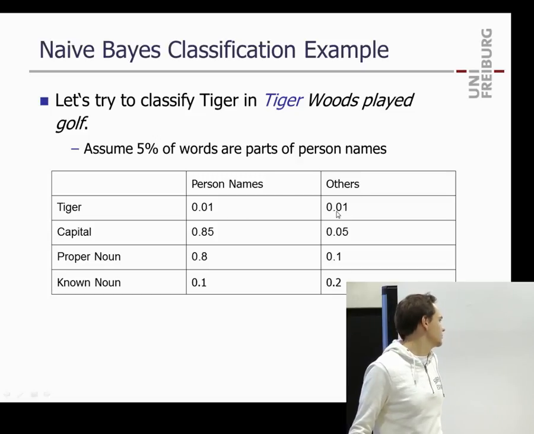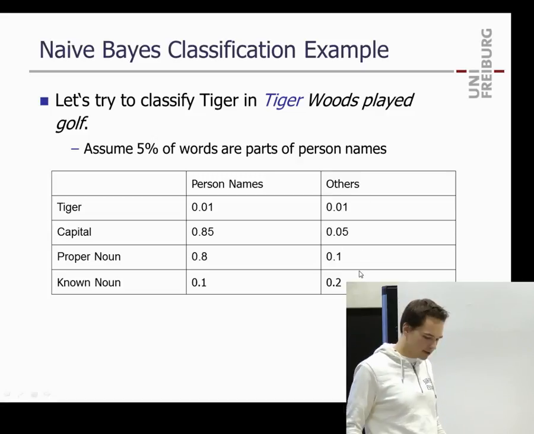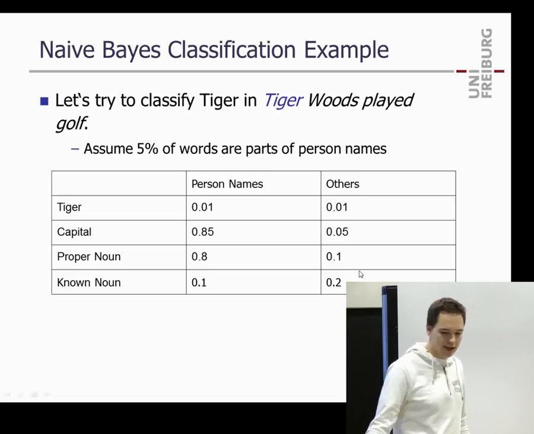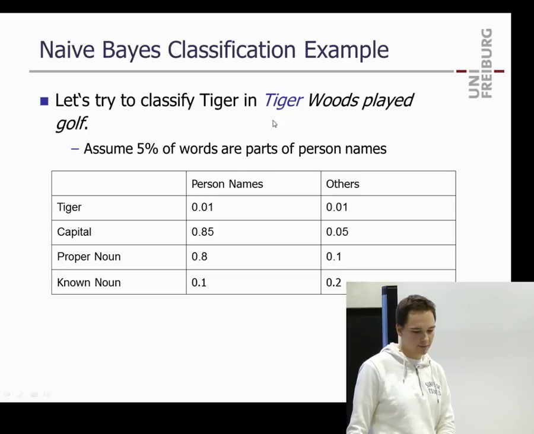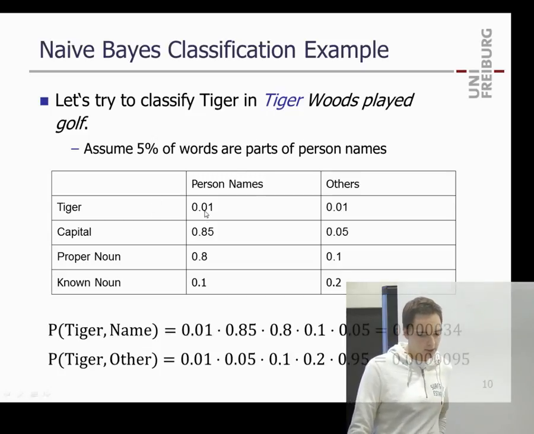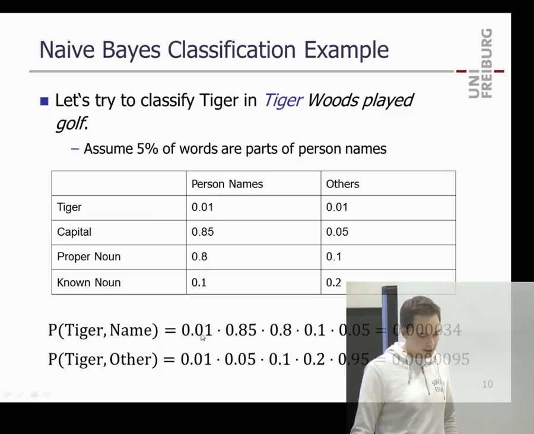This one here I now said is the same. Also 1% of the words are Tiger, maybe a bit high. And 5% of the words are written with a capital letter, of those that are not person names, and so on. So we get these kinds of values. Now, if we want to classify this word here, we see that it is Tiger. It is written capitalized. It is a proper noun, and it is a common noun. So we can multiply all of these probabilities now. And then we get this result.